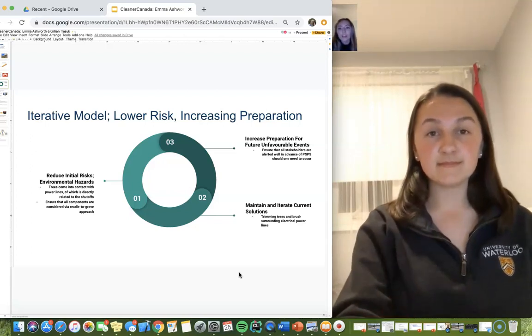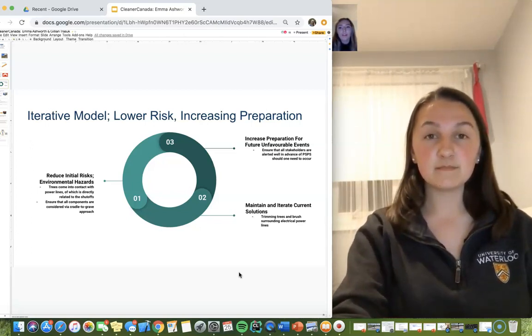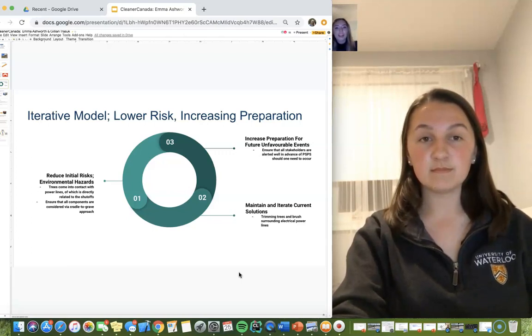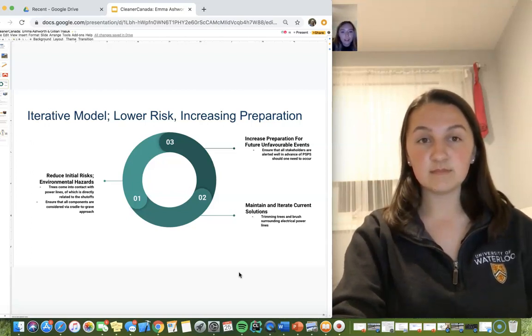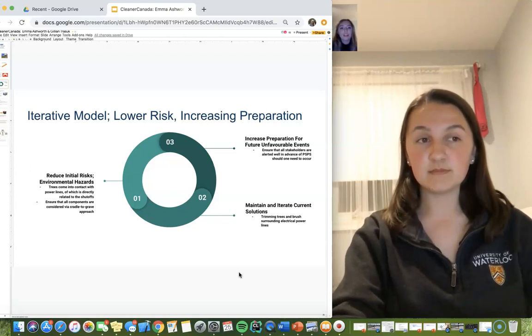And then also ensuring that all components are considered through a cradle-to-grave approach, allowing for maximum safety of people as well as the environment. Secondly, we need to maintain and iterate current solutions, such as trimming trees regularly, and also the brush surrounding the electrical power lines, to prevent ignition. Finally, we need to increase preparation for future unfavorable events, so ensuring that all stakeholders are alerted well in advance of these shutoffs if they need to occur.